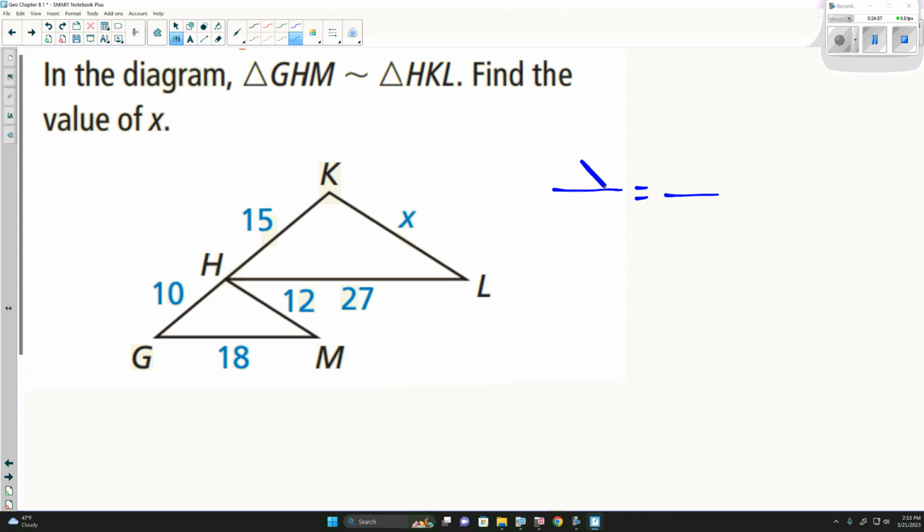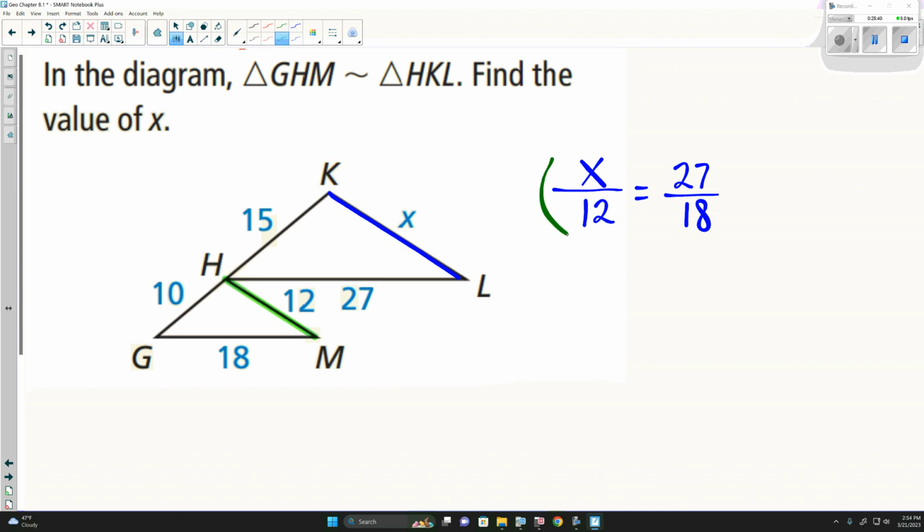Now, one of the numbers in the numerator, I'm going to make X. One of the lengths I'm going to make be X, because it works out nicer that way. Now, what is the side length that corresponds with x? HM, which is 12. So we have x over 12 equals what over what? 27 over 18. We didn't have to pick 27. We could have picked 15, but it would have been over 10 instead of 18.